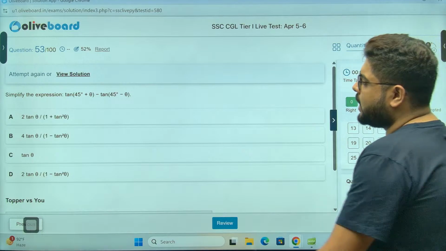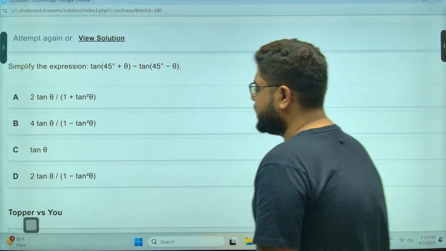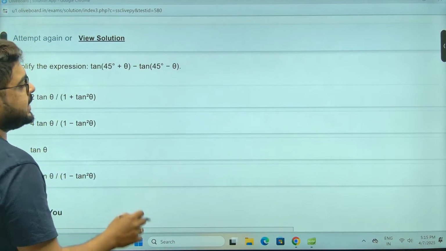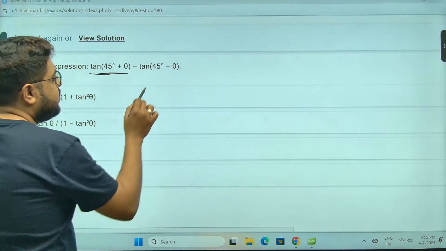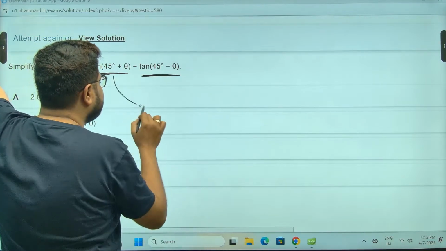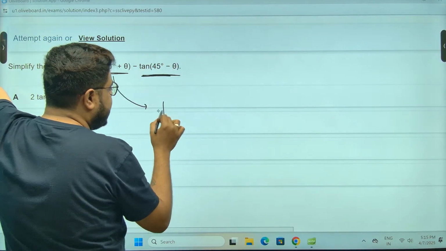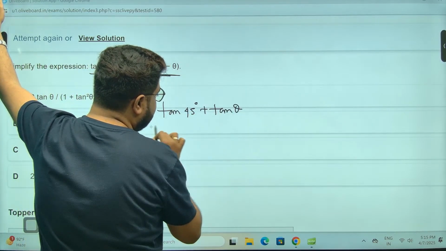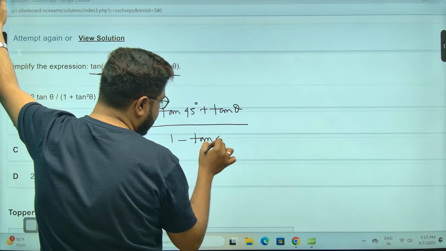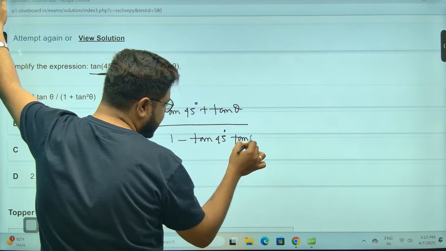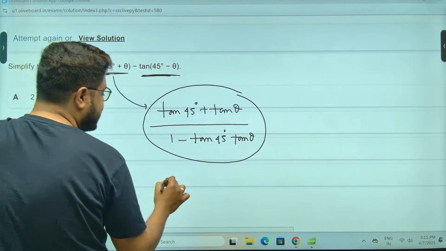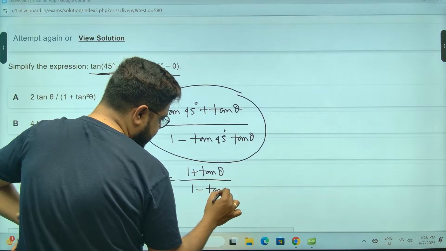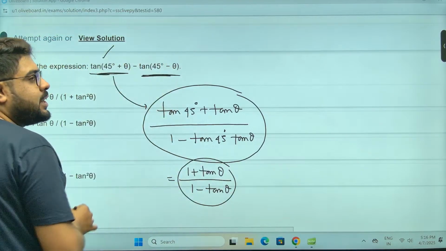Third question, what is this? Simplify. Let's simplify. tan(45 + theta) plus tan(a + b) minus tan(a - b). No shortcuts required, go with this. tan(a + b) equals tan a plus tan b by 1 minus tan a tan b. Now, if you are an advanced student, you should know this and won't be writing it. You will directly write that this is 1 plus tan theta by 1 minus tan theta, the value of tan(45 + theta).